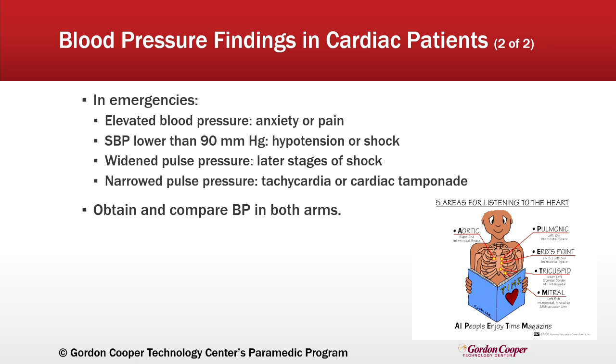Now, some pulse pressure variation. So a widened pulse pressure may be observed in conditions such as the later stages of shock, where the difference between systolic and diastolic increases. Conversely, narrowed pulse pressure can occur in conditions like tachycardia, cardiac tamponade, where the heart's efficiency in filling may be compromised. And then bilateral blood pressure comparison. So if possible, it's crucial to measure and compare blood pressure in both arms. Significant differences can indicate vascular issues, such as arterial blockage or other underlying conditions.